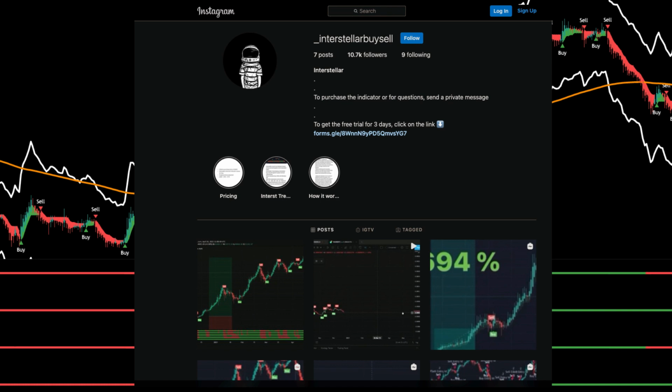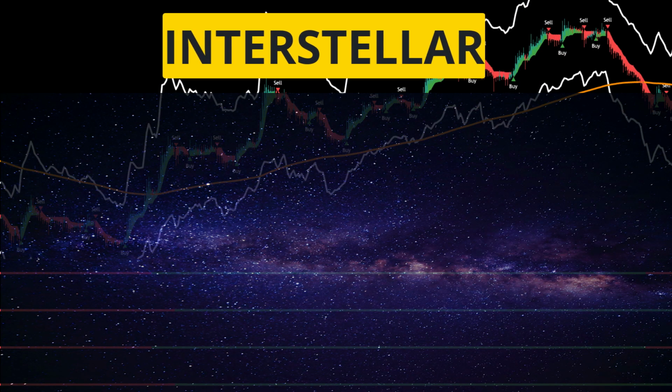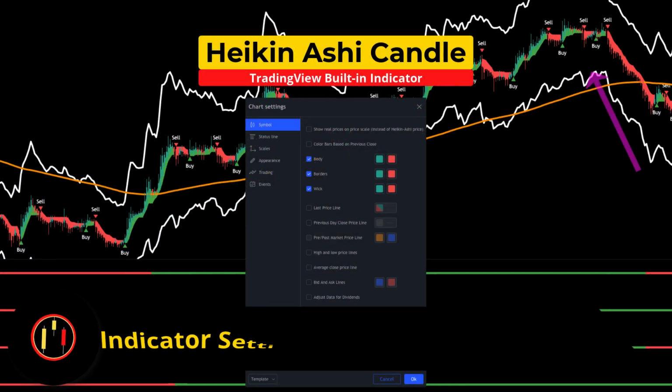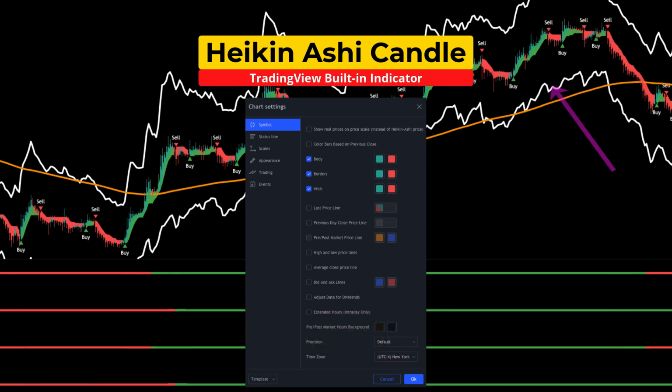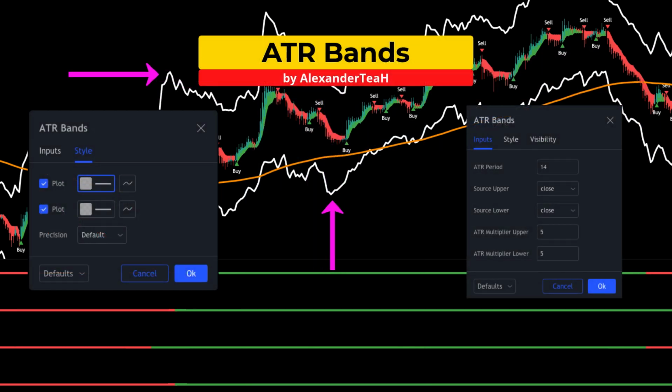So as usual, I put together a complete trading system, and we will find out if this is the best indicator on TradingView. This system is called the Interstellar, and it uses two indicators that cost $500 plus 3 other TradingView free indicators. The first indicator are Heikin Ashi candles. This is a special type of candlestick the seller of Interstellar recommends you use. The second indicator is the ATR Bands, set to 5 times the ATR and colored in white.